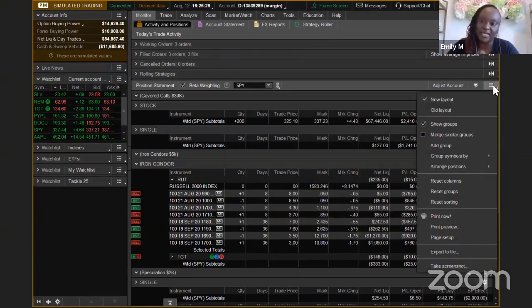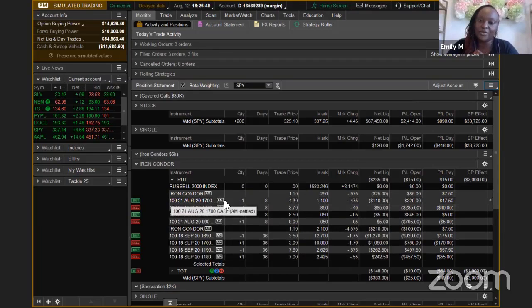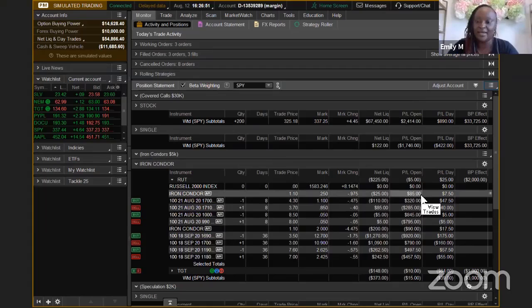Another trick that I learned is that if you go down here again to arrange positions, you can arrange them by order. And when you do that, it now separates both of these trades. You can see here it says Iron Condor, and there's your Iron Condor for August, and then here's the other Iron Condor for September. So now you can move over here and see, okay, out of the whole amount, my Iron Condor for August is profitable. I've got $85 of profit with $25 of net liq left.